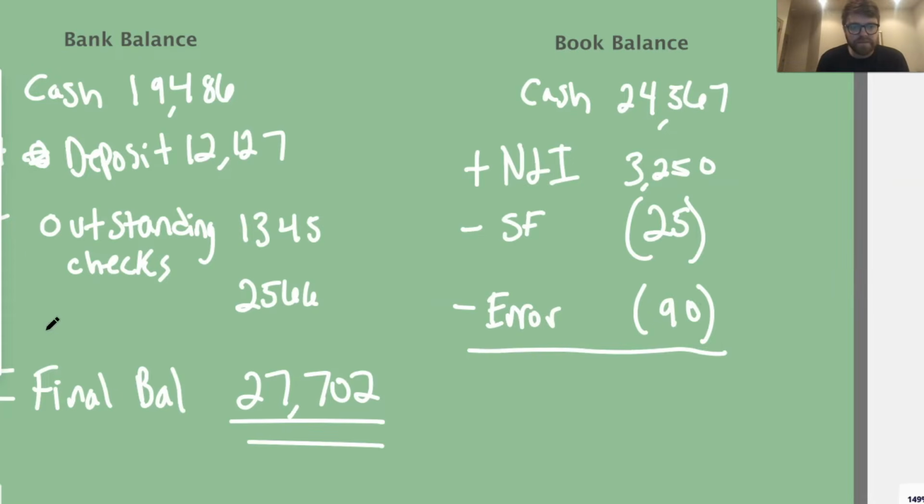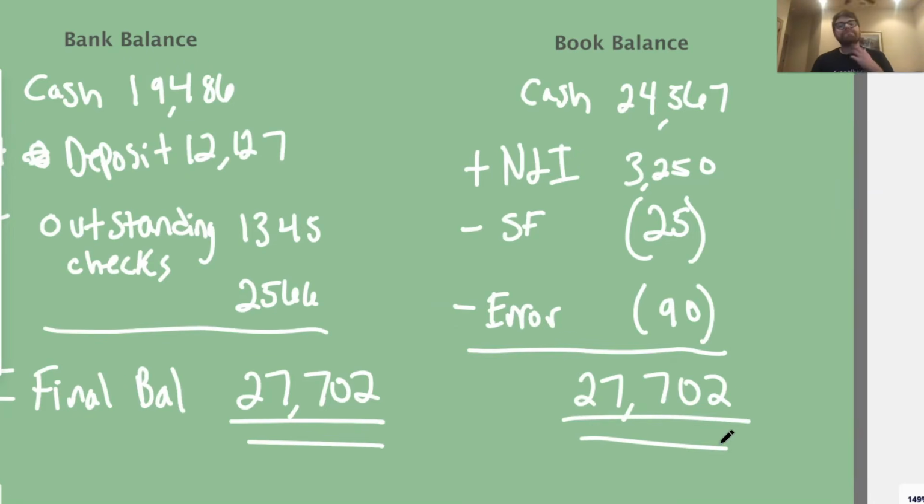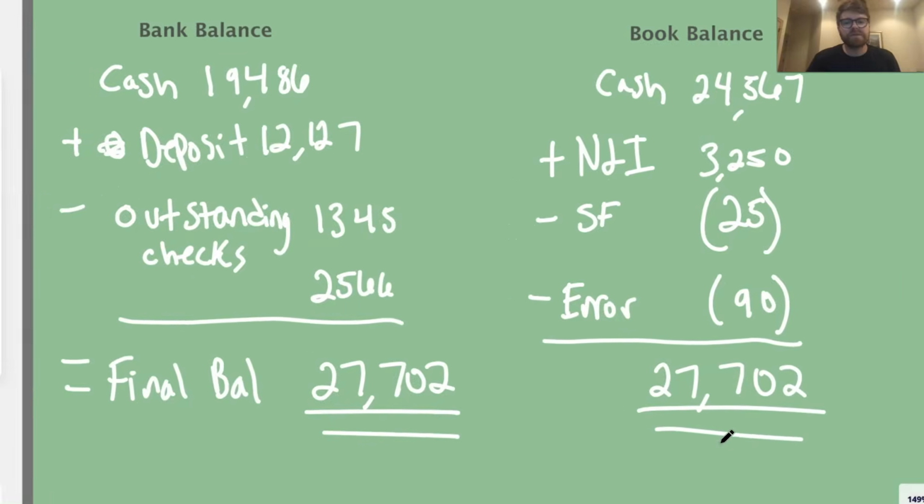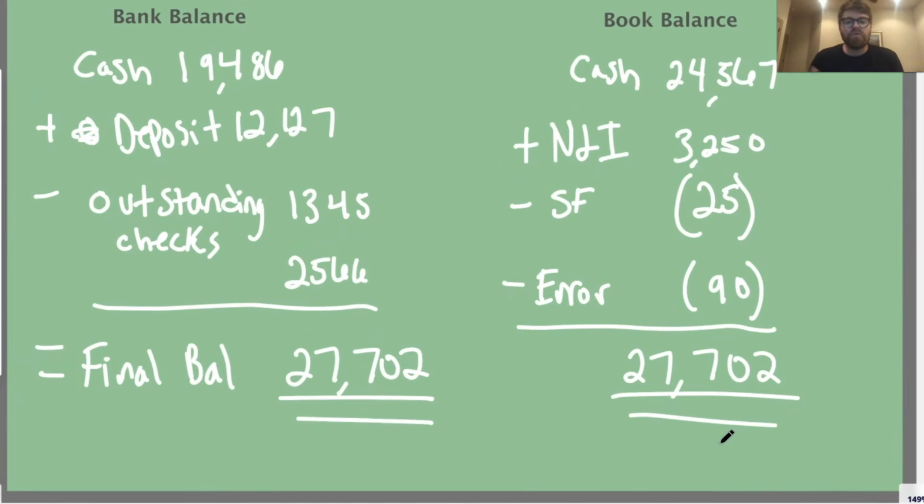That's all I see here. Let's go ahead and try it from the book side. So you start with your balance of 24,567. We add in our note that we got money for. Subtract 25. And then you subtract 90. And there we are. Final balance, 27,702. And that's it. Let me center this. There we go. So they are now reconciled. The bank balance equals the book balance.